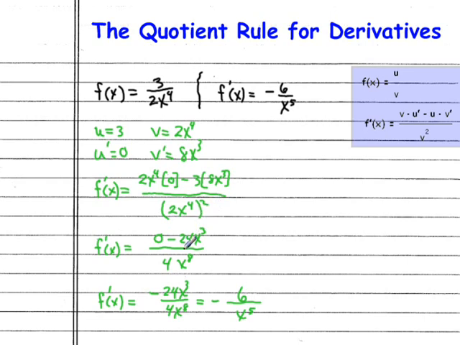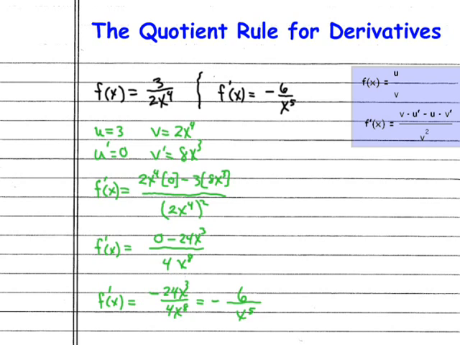And you can see here when we simplify this, we get, here 2x to the fourth times 0 is of course 0. Here we have minus 24x cubed when we multiply these together. When we square this denominator, we get 4x to the 8th. And of course that simplifies to negative 24x cubed over 4x to the 8th. But 24 over 4 is 6. x to the third over x to the 8th is 1 over x to the 5th. And so we get the same result using the quotient rule.